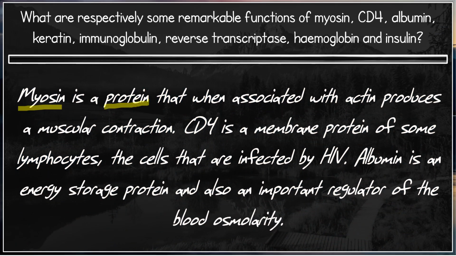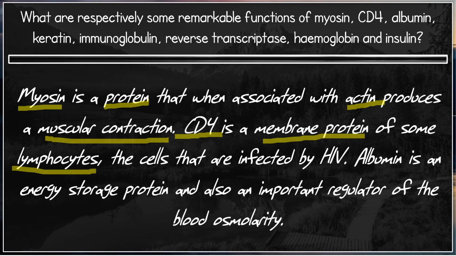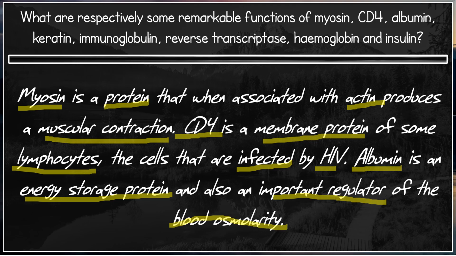Myosin is a protein that is associated with actin, and they produce muscular contraction. CD4 is a membrane protein of some lymphocytes, the cells that are infected by HIV. Albumin is an energy storage protein and also an important regulator of blood osmolarity.